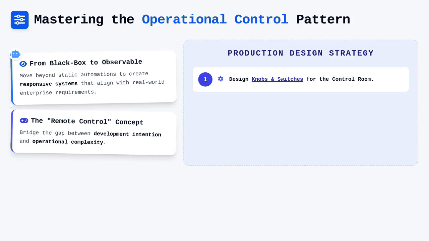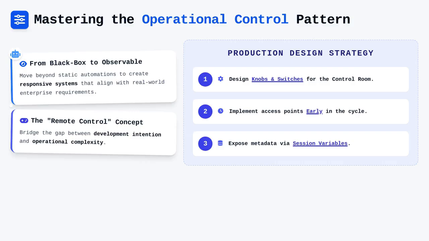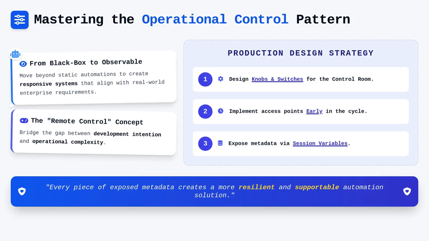As you build your processes, think about what knobs and switches you would want at your fingertips if you were the one monitoring the control room. Design those access points early in your development cycle to prepare for the reality of production management. Every piece of metadata you expose via a session variable creates a more resilient and supportable automation solution.